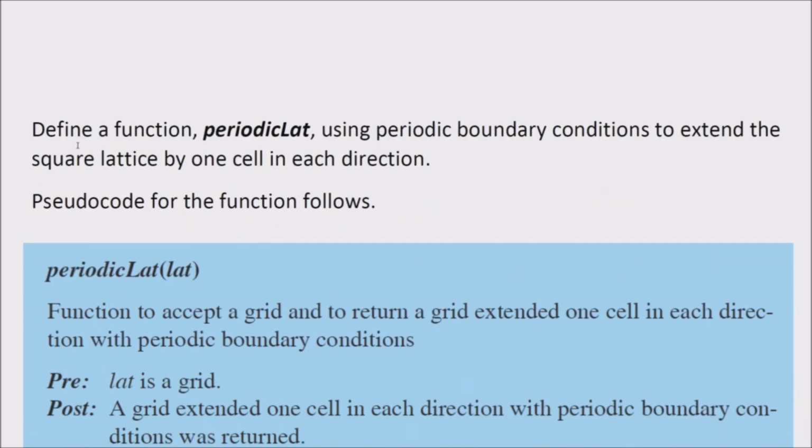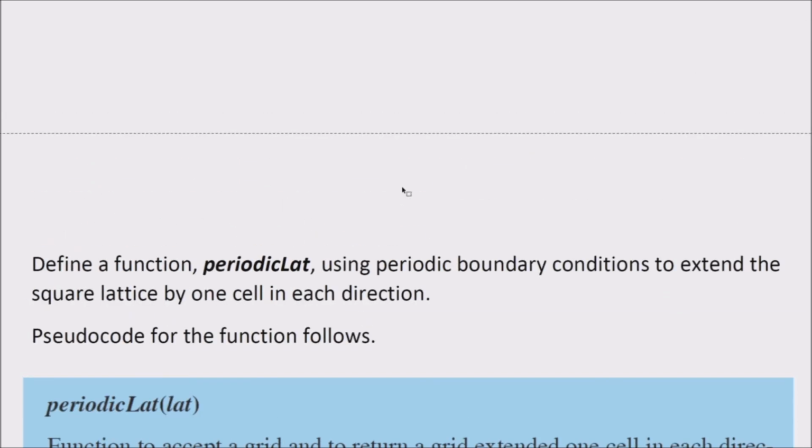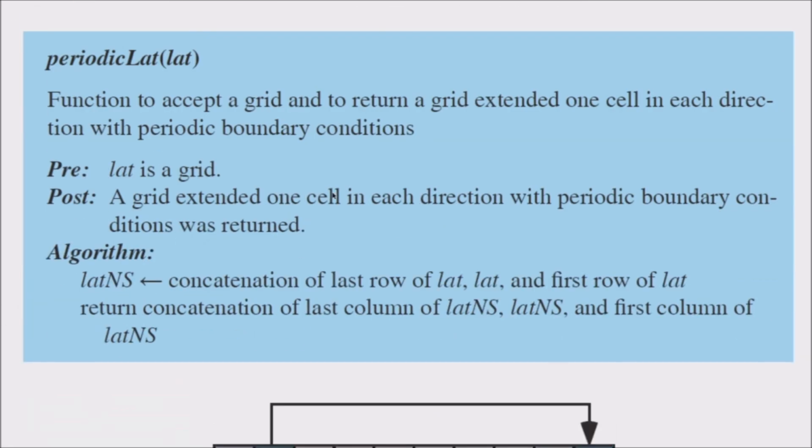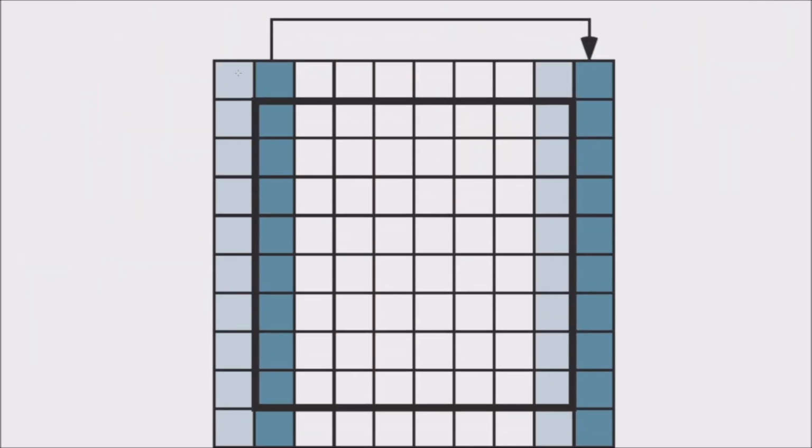Okay, so then define a function periodic lattice using the periodic boundary conditions to extend the square lattice in the cell direction. So what does that mean? The expansion, that's what they're talking about here, the same thing that I was talking about. The function accepts the grid of extended cells on the lattice of the grids. So the same thing that I just said, you copy rows and columns separately, and then the other way around.